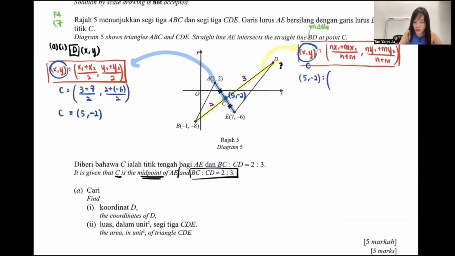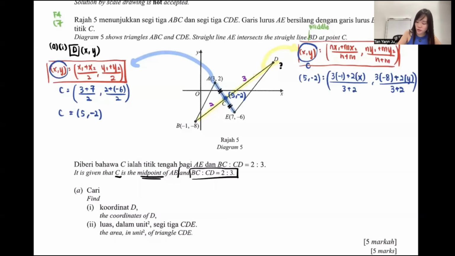The n and m are the ratio, 2 and 3. Starting from 2 or from 3 doesn't matter, but when you do it, you need to cross multiply. That means the 3 must times point B and the 2 must times point D. So 3 times this x, 3 times negative 1, plus 2 times this x. Now the x is a question mark, impossible to write a question mark, so you write x. Divide by the total ratio, 3 plus 2. Another one, same thing: 3 times negative 8, plus 2 times the y, which I don't have, so I call it y. Divide by the total ratio, 3 plus 2.